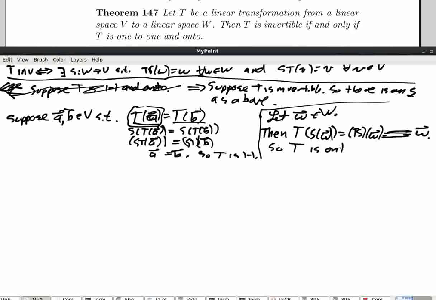So T is onto. How do I find the thing to put in there? If I want to get W, how do I find out what to put in there? Put in S of W. So T is 1 to 1 and onto, so I've done this direction. Now I'm going to go the other direction.